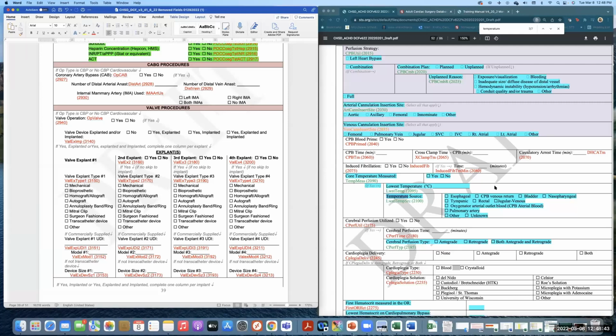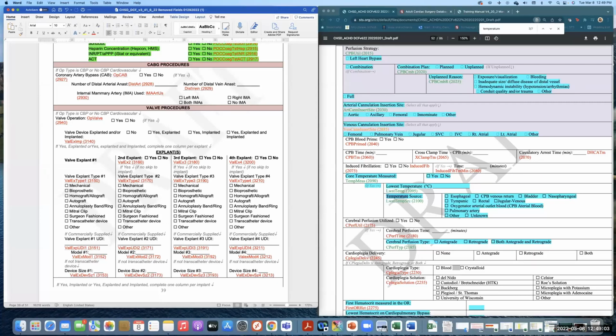I don't see that here. We probably will add it in the future, but it's more of looking at how cool the patient was on bypass, and then any neurological effects from either having the patient too cool or not cool enough. Well, yeah, because the colder the patient is, the more likely they are to fibrillate. Then they can have bleeding issues.